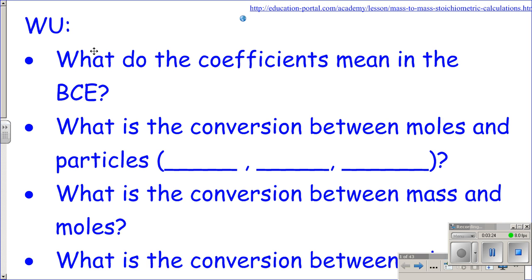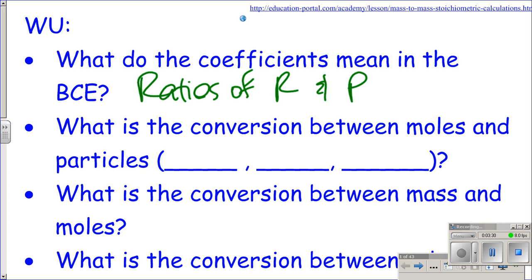The coefficients are simply ratios of reactants and products. That's all it is. So if we balance the chemical equation appropriately, we know the ratios in which they are created or made. So for every 1 cake box, you're going to make 1 cake. For every 2 eggs in that recipe, you're going to make 1 cake. For every cup of oil, you're going to make 1 cake. It's just a ratio.